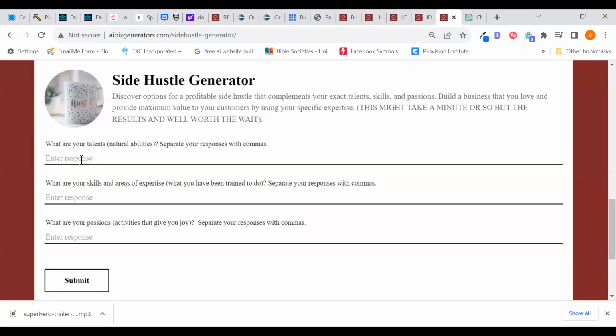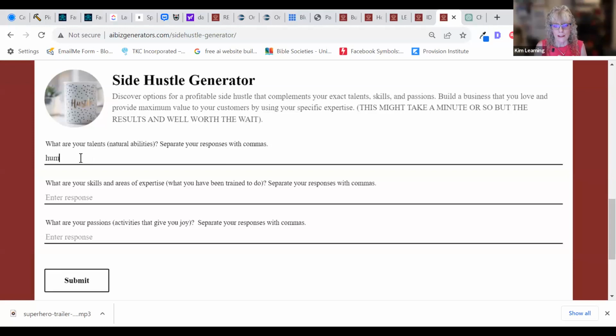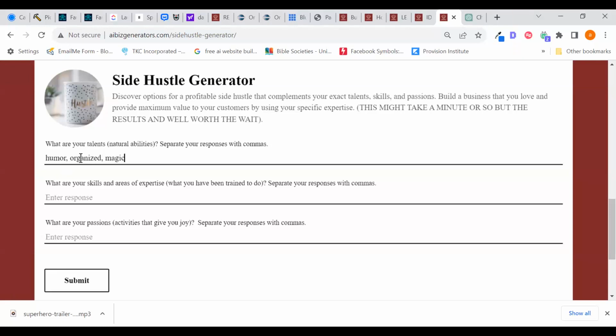So what are your natural talents and abilities? Well, I would say my natural talents are a sense of humor. I'm organized and I like to do magic. And magic. Perfect. What are the skills that you have? Now, these are things that you've been certified in. Maybe you've gotten an education in. These are hard skills. What are you skilled in? What are your areas of expertise?